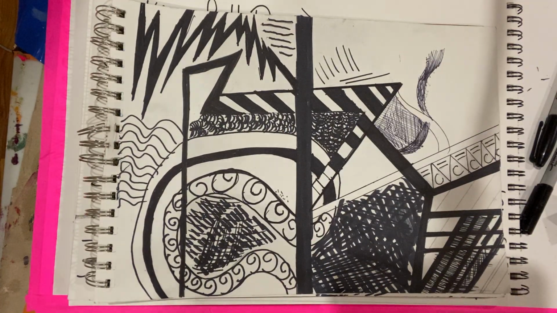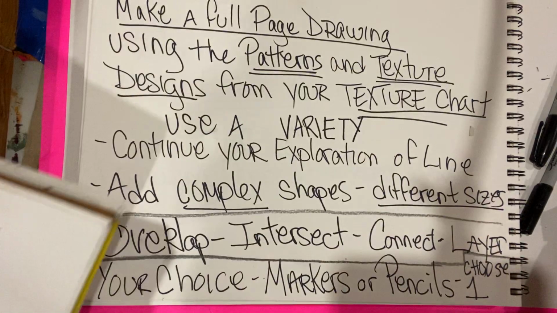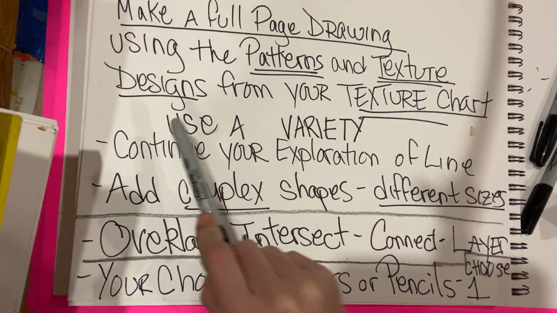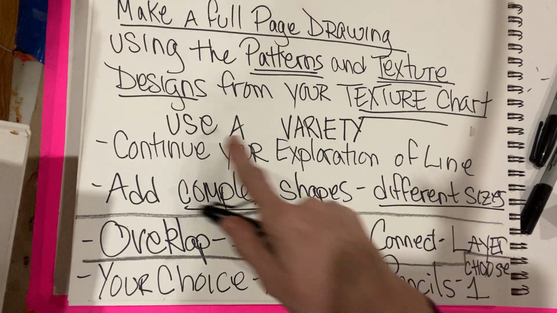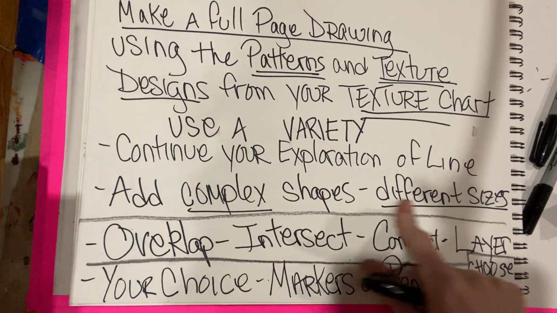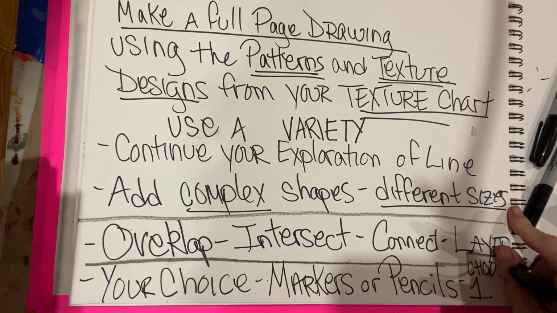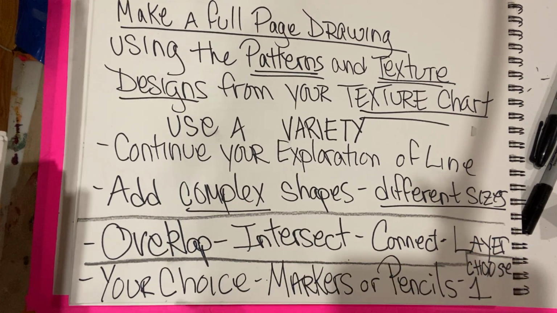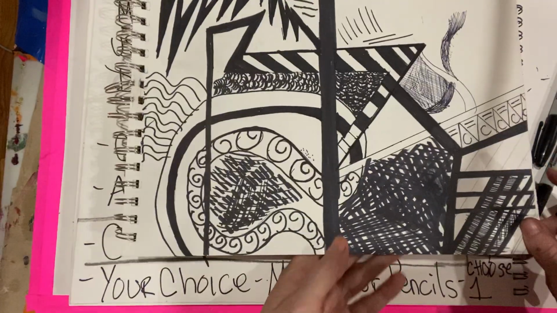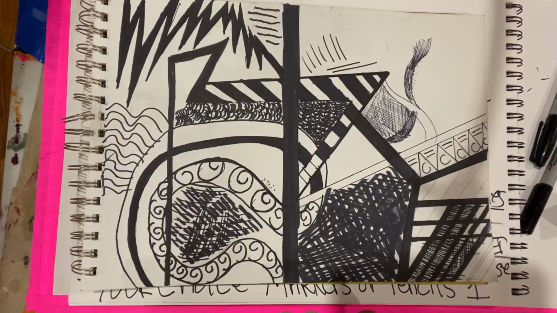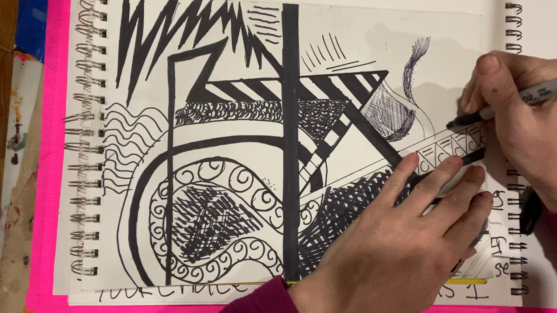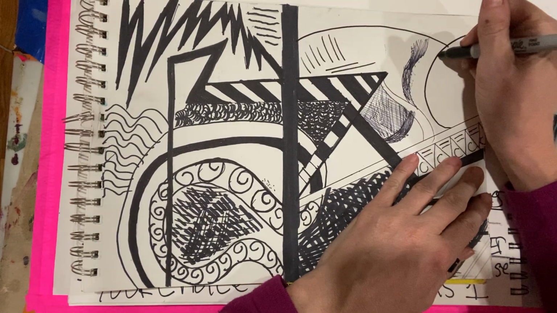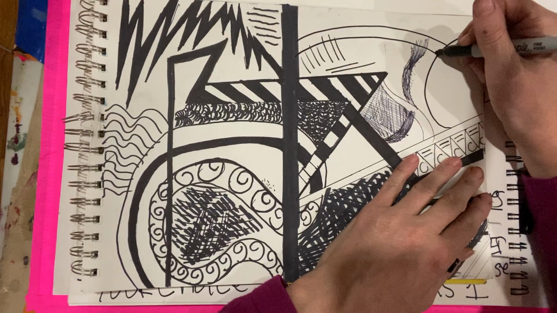Okay. You're going to use the patterns and texture from your texture chart. You're going to use a variety of line. You're going to add complex shapes of different sizes. You're going to overlap, intersect, connect, and layer. And you're going to use your choice of marker or of pencil. So that's up to you, whichever one you choose. So you can see I'm starting to add shapes over here.